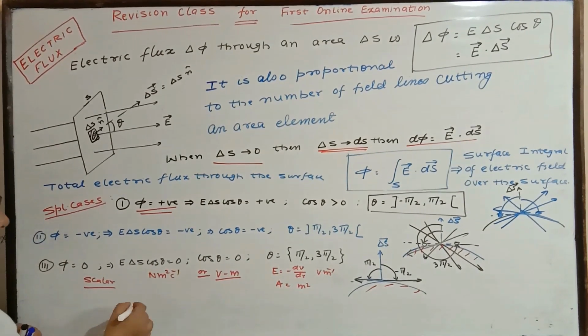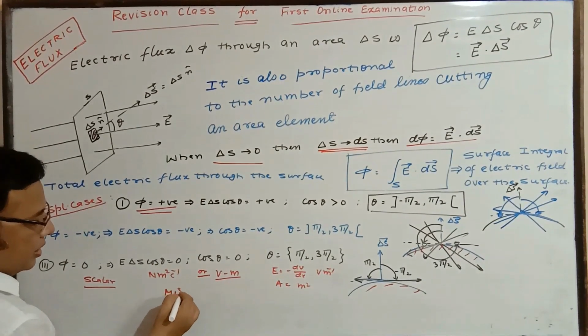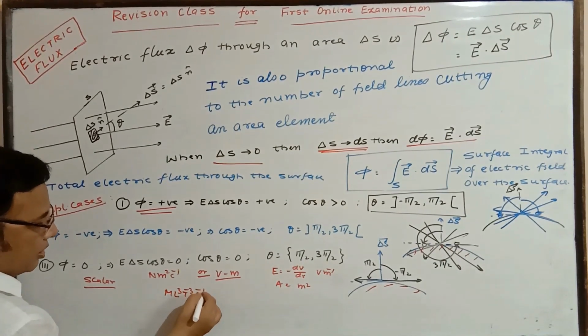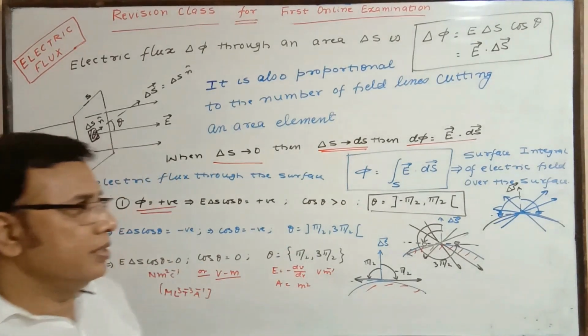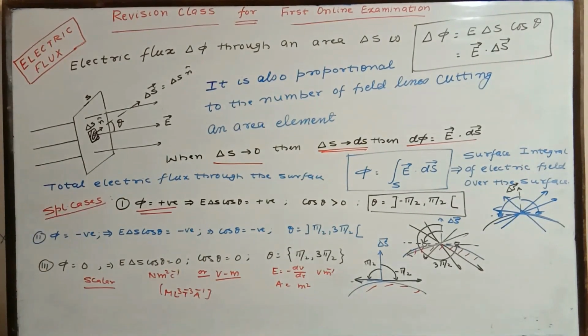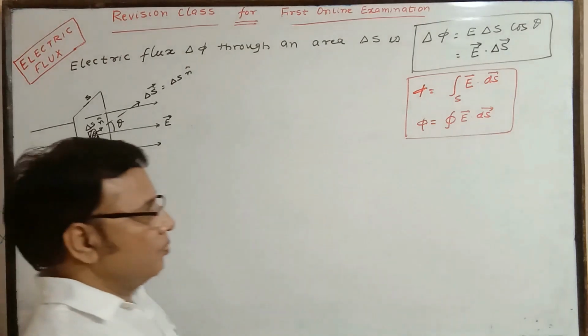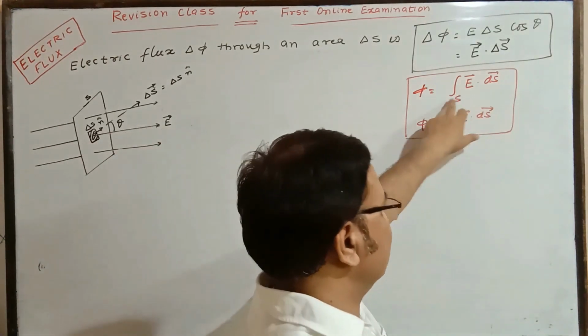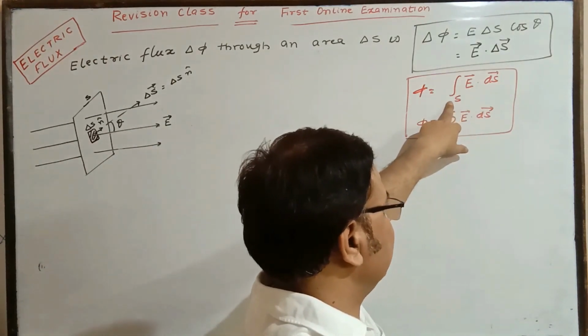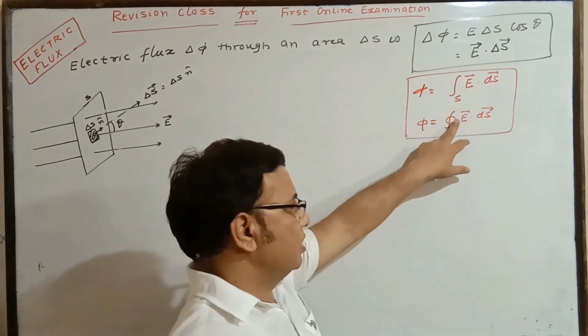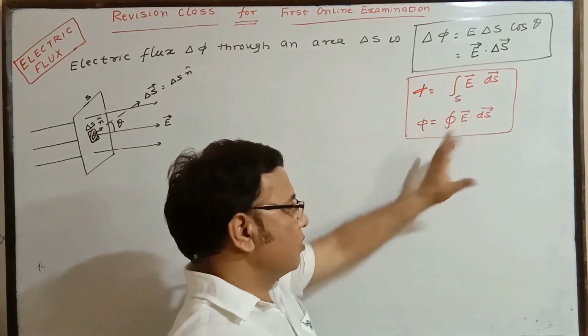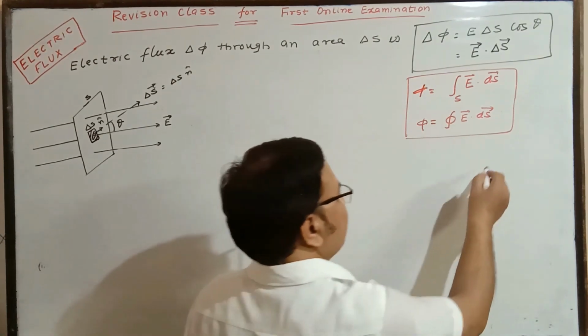As per dimension formula is concerned, it is ML^3 T^-3 A^-1. If you find out electric field, that is force per unit charge, and area, that is meter square, you know it. So these three things you must know for determination of these. So the flux is surface integral of electric field. If it is surface, it is integral E dot dS for the surface S. For closed surface, it is the closed integral for closed surface. You know it, the closed surface somewhat like this.